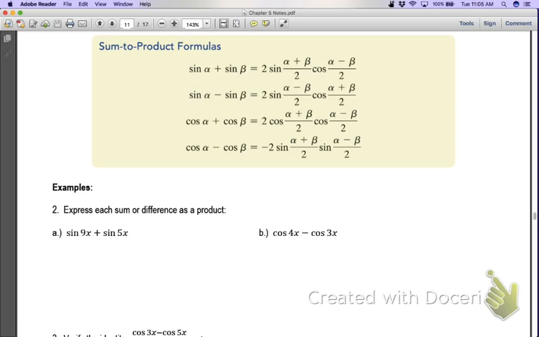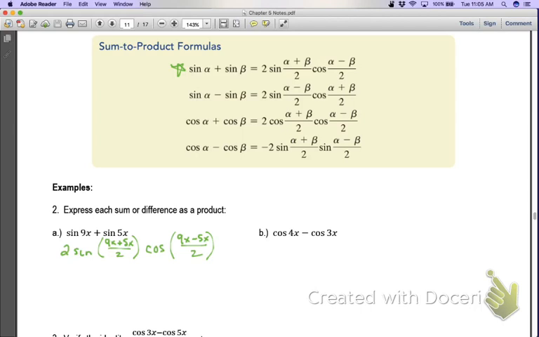So whenever we do this, if I have sine of 9x plus sine of 5x, so two sines getting added together, I'm going to fit here in my first formula. So I'm just going to plug in. I'm going to have 2 sine of 9x plus 5x all divided by 2, and then cosine of 9x minus 5x all over 2, and then go from there.